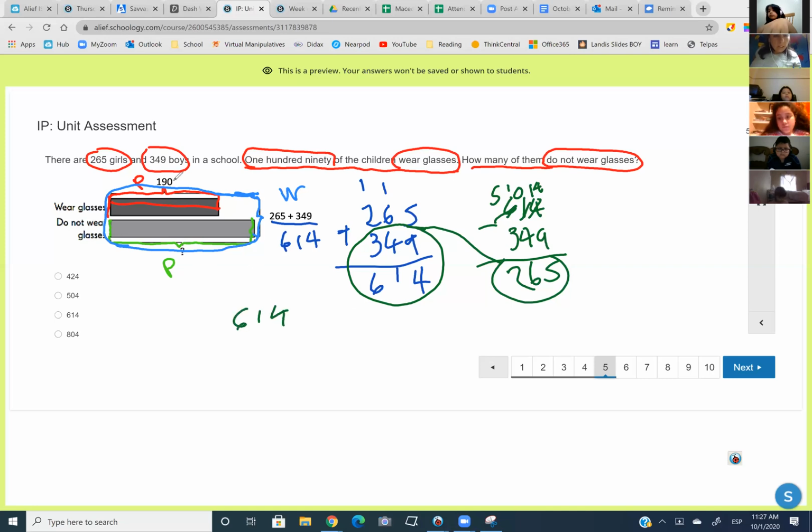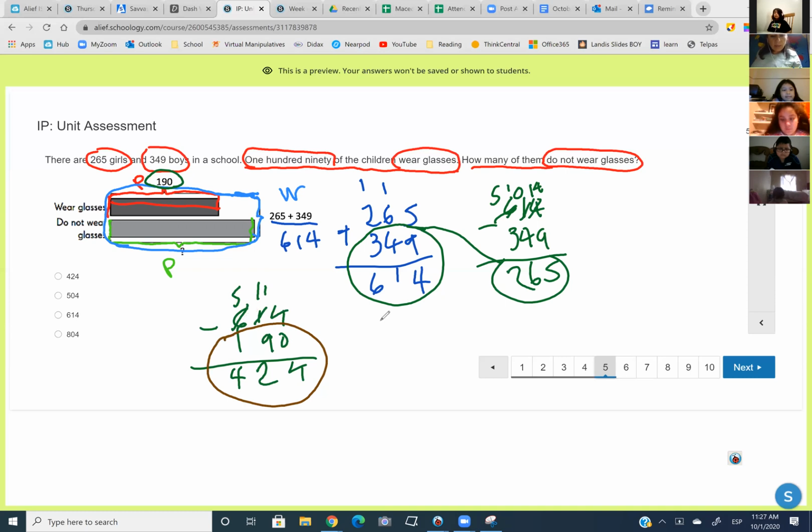614 minus the part, 190, minus 190. That's 4. I cannot, from 1, I cannot take 9 away. So this becomes a 5 and this becomes an 11. And that's 2. And this is 4. So 424. So I see the answer here. But I always check my answer. Now I'm going to add these two numbers. And if I get 614, I'm right. 190 plus 424. That's 4, that's 11, and that's 6. Yes, I'm right. So my answer is here.